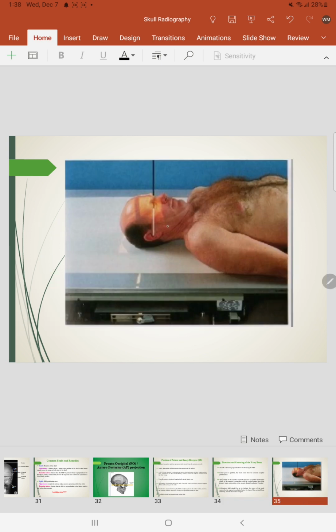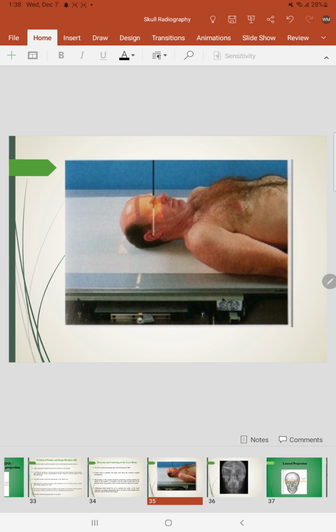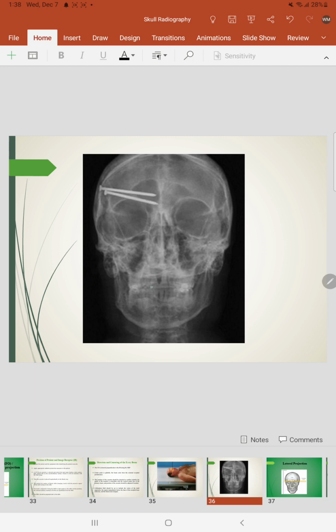So you can see this image. This is the AP position. This is a radiograph.